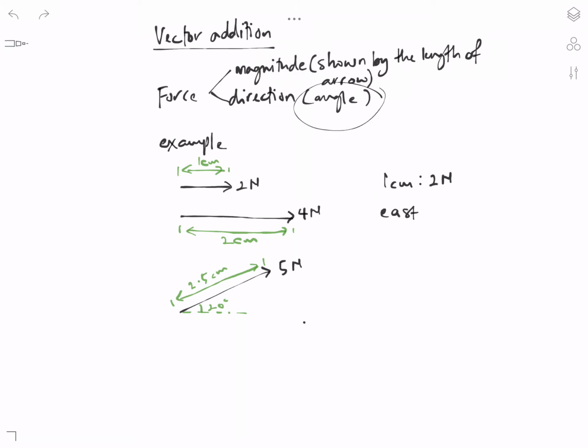What about direction or the angle? We can see that this force is towards east, or it can also be said to be horizontal to the right. You can see it that way. And then we have another force, but this one is not east. You can look at the angle here. It is 20 degrees from east.